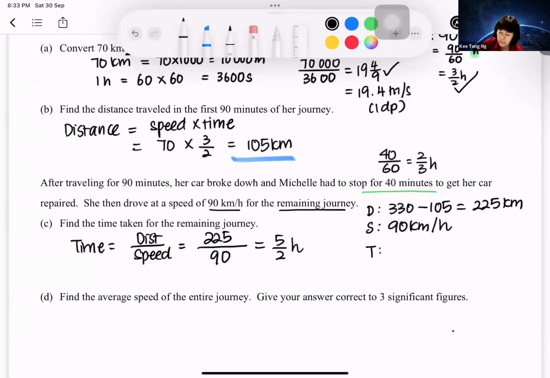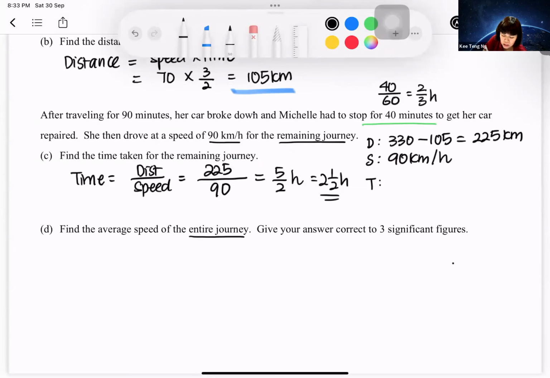All right, so for the timing over here, it will be 5/2 of an hour. Okay, so now I know the timing. Let me write this as 2.5 hours. Is that okay? Right, now find the average speed for the entire journey.